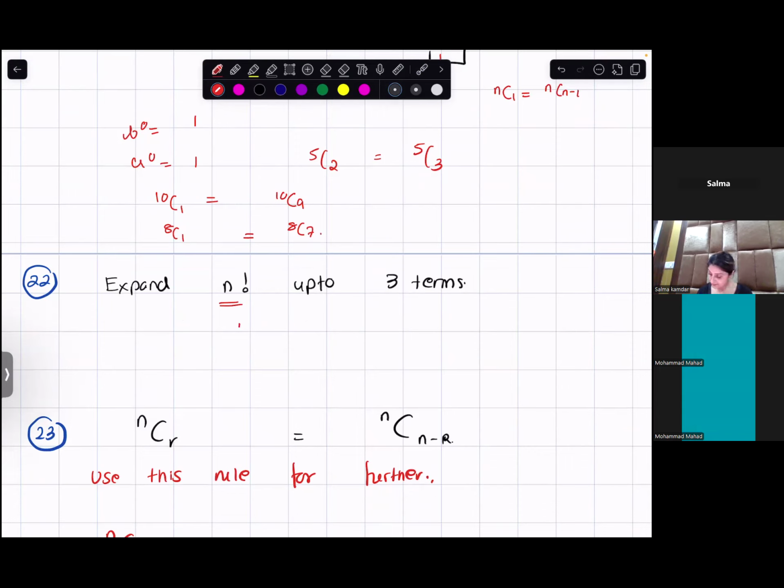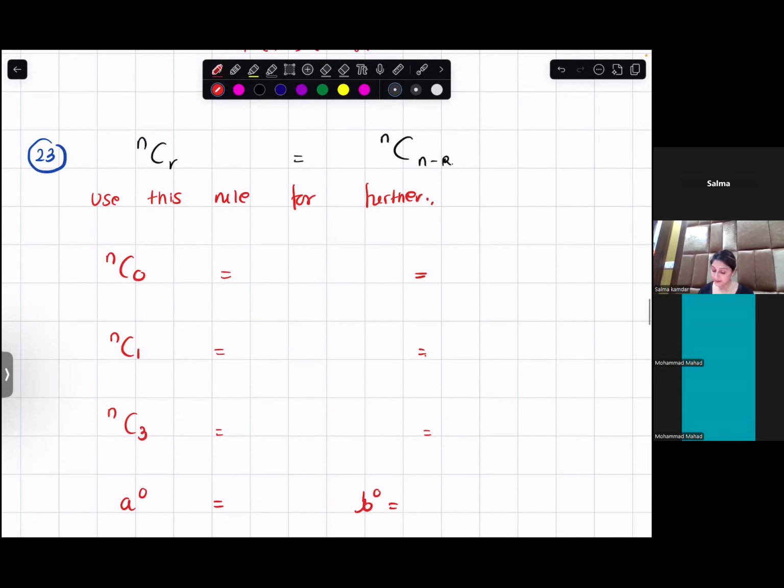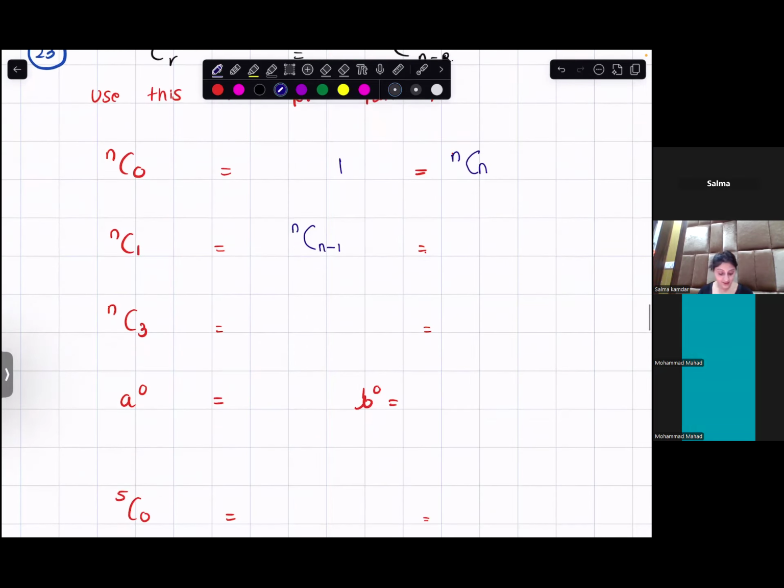n into n minus 1 into n minus 2 factorial. Okay. NC0 is equal to NCN, equal to 1. NC1 is equal to NCN minus 1, and NC3 is equal to NCN minus 3.